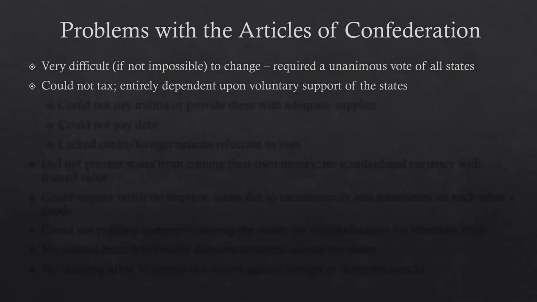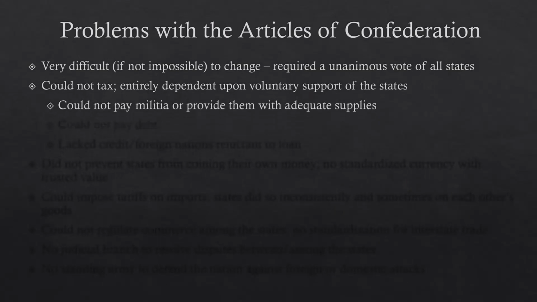It was entirely dependent upon the states. So if they needed money, it would request money from the states. And the states were supposed to provide that support, but oftentimes they neglected to do so. So that left the Confederation government in debt. They could not pay the militia. They could not provide them with guns or boots or food, coats. They were very, very underfunded. Even during the war, it was a sad state of affairs.